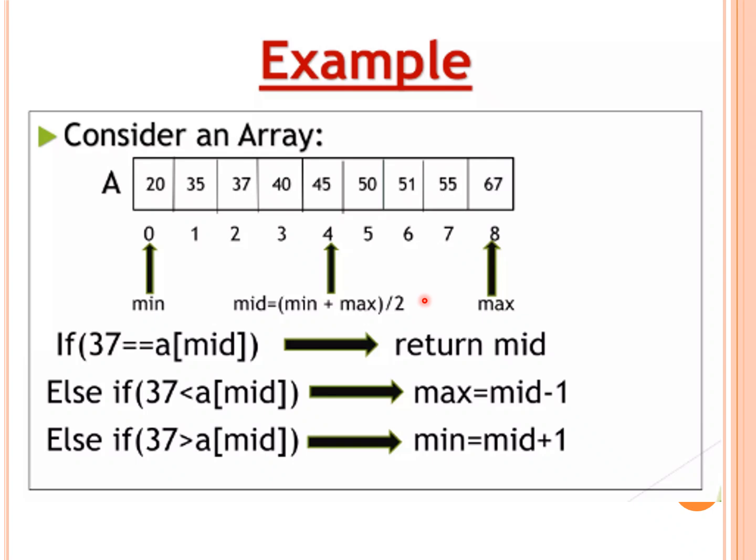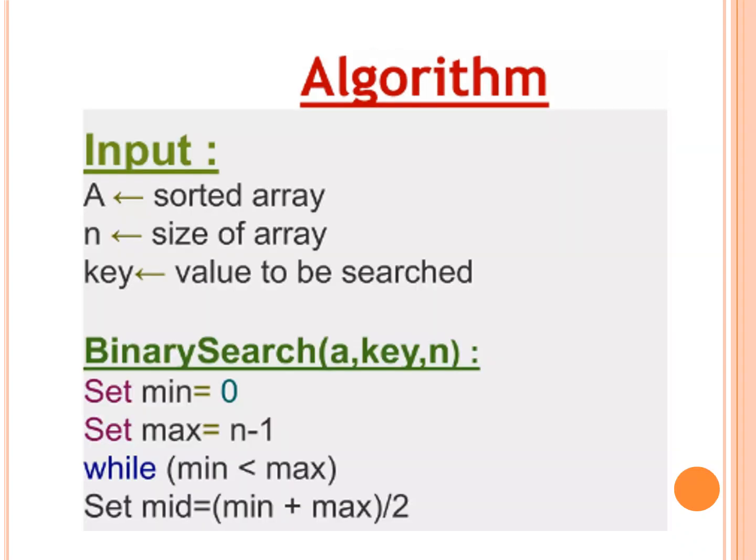If it is not true, say for example it is 55, then 55 is greater than 45, so I have to move on to the right. Since mid has already been checked, I reassign my minimum value as mid plus 1. These are the basic operations in binary search. If I repeat this procedure, I will be able to find the element.